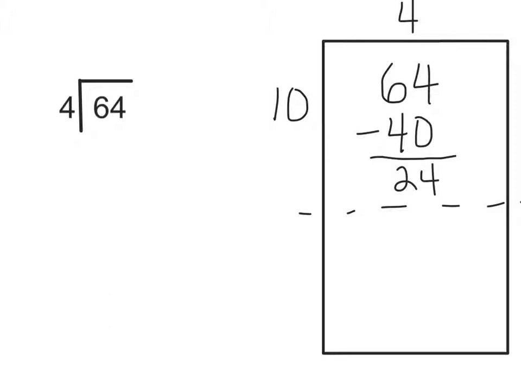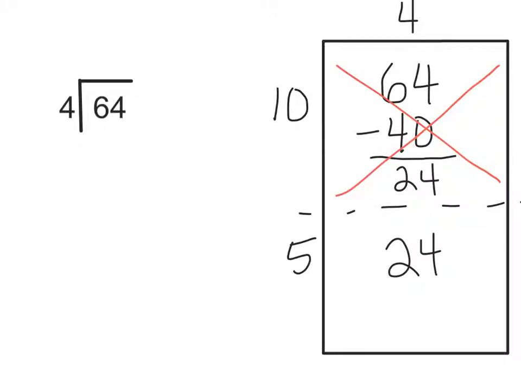If you think about the other methods that we've learned, this goes very well with the others. So now we have a remaining value of 24, and we keep going until we can't go anymore. So I'm going to choose another friendly number of 5. 5 times 4 equals 20. Step 3, I subtract, and I have 4 remaining.